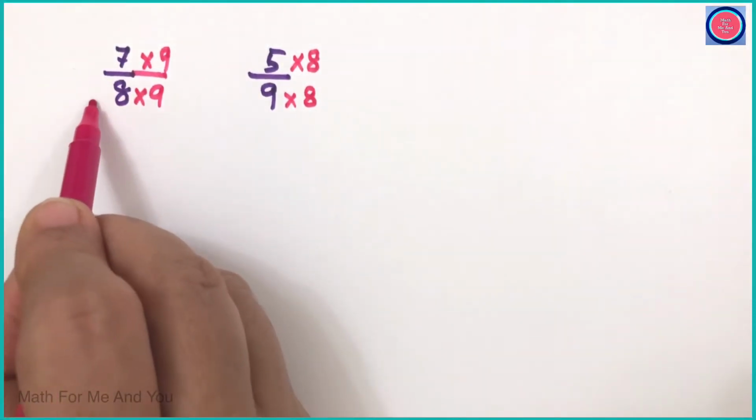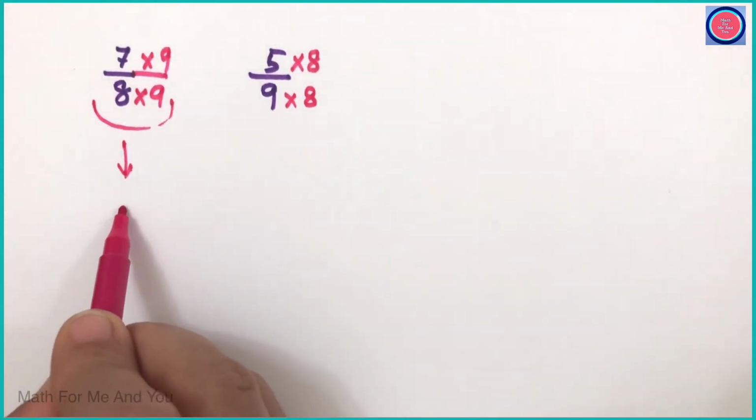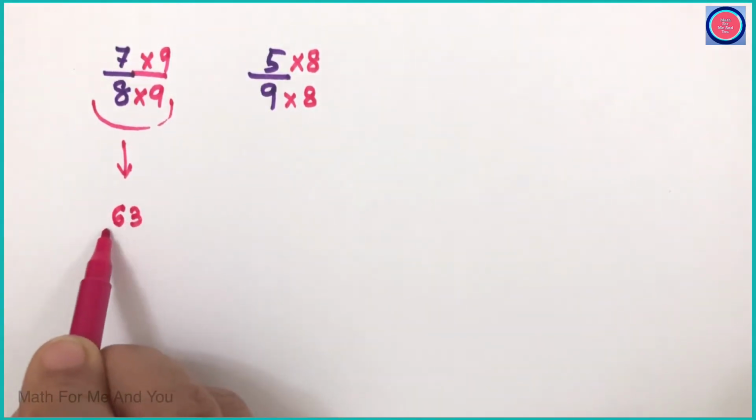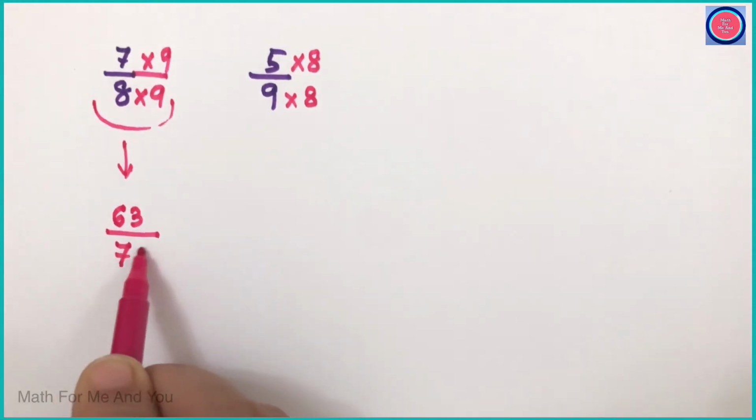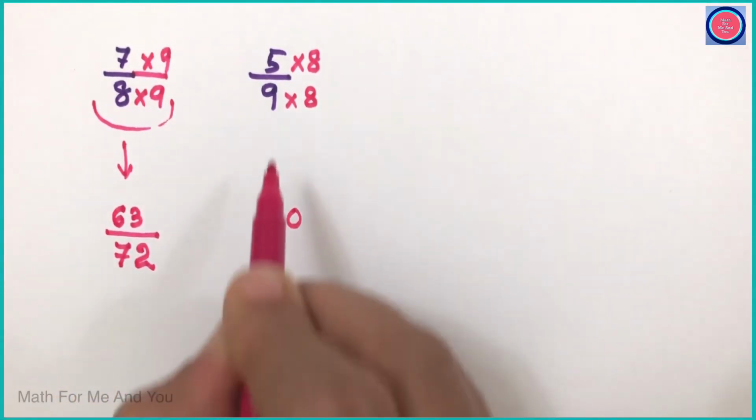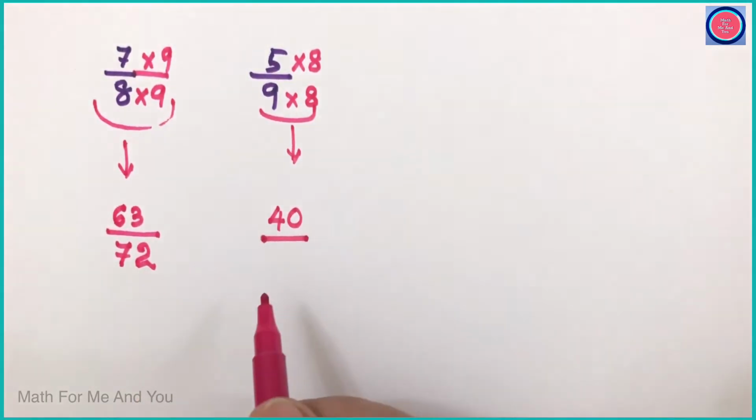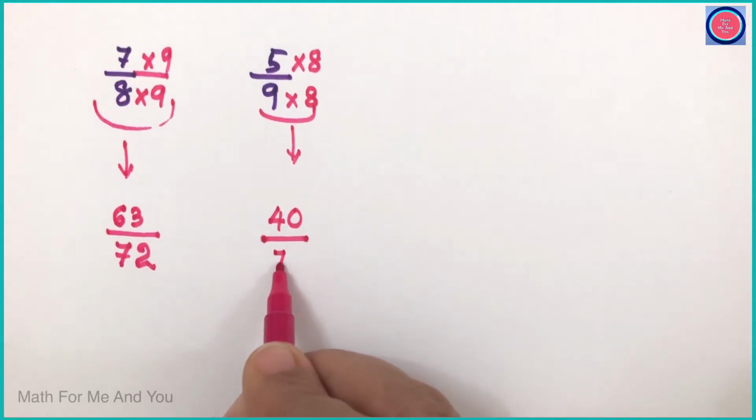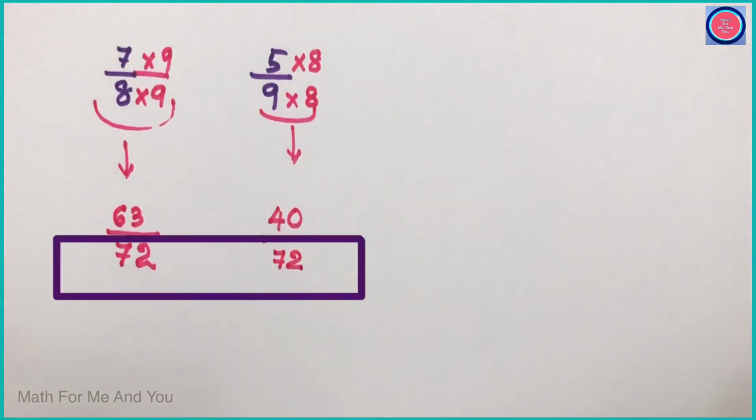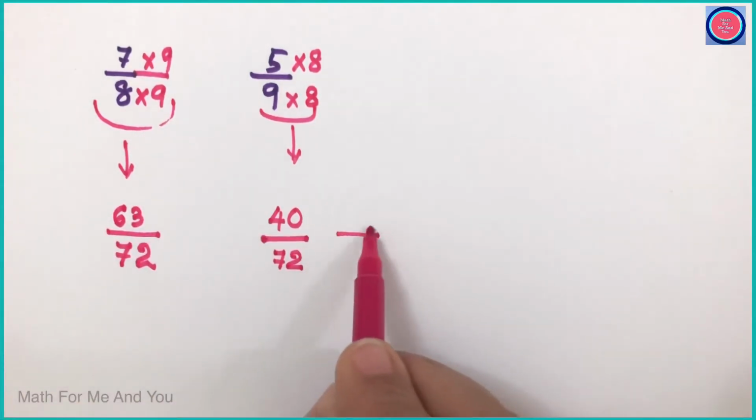Then the fraction changes. The first fraction changes. 7 times 9, how much? It is 63. Over 8 times 9, 72. Second fraction, 5 times 8 is 40, numerator, and the denominator we get the same, 9 times 8, 72, like the first fraction. These two fractions with the same denominator, 72. That means these two fractions are now like fractions.